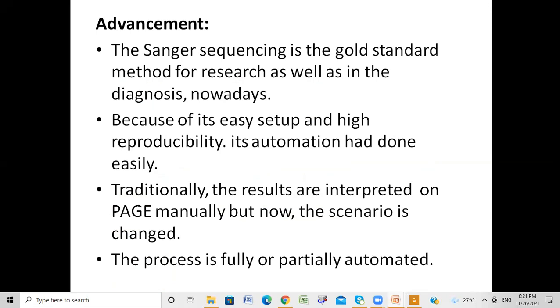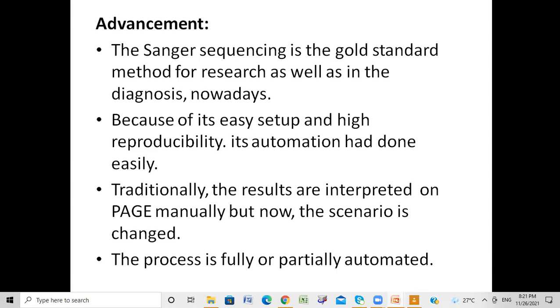Because of its easy steps and high reproducibility, you can multiply that one, and its automation can be done easily. The advancement means that now you can reproduce it easily and automate it. Earlier you were doing manual sequencing, but with the advancement you go for automation. Everything will be automated.